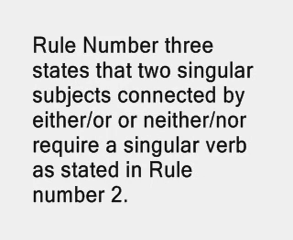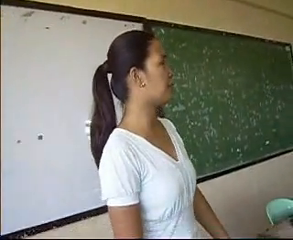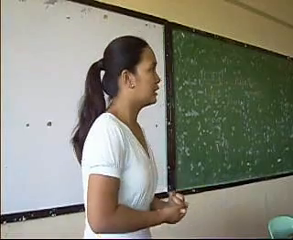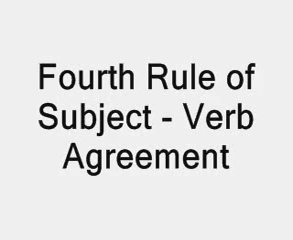Rule number 3 states that two singular subjects connected by either or or neither nor require a singular verb, as stated in rule number 2. Now I will give you some examples. For example number 1, let's use either or. Either Kiana or Casey is helping today with the stage decoration. For example number 2, let's use neither nor. Neither Juan nor Carmen is available. Now let's move to the next rule.